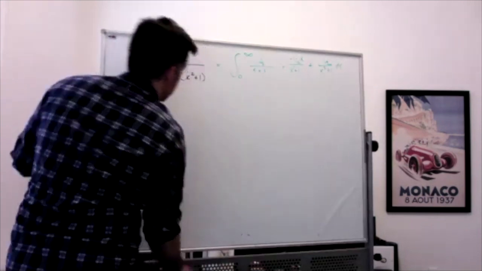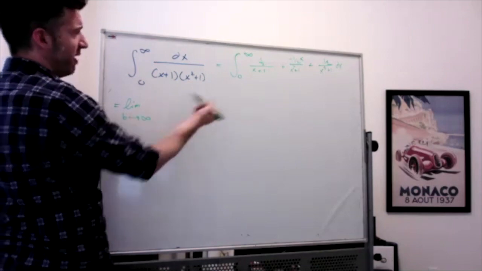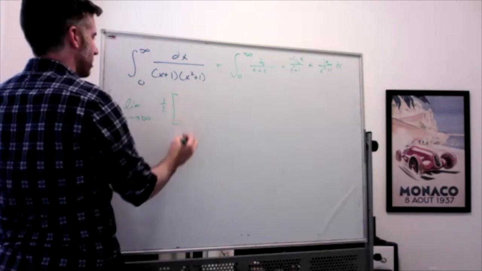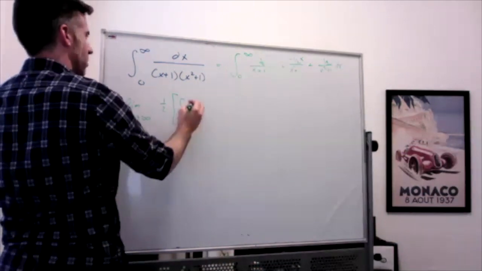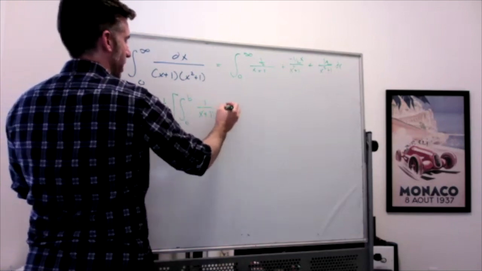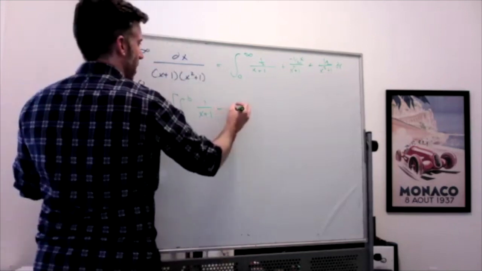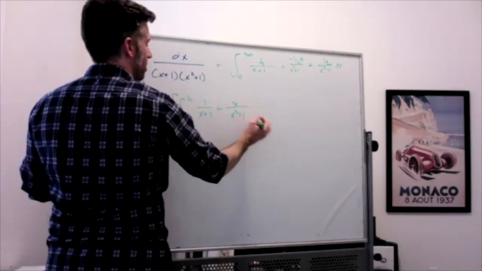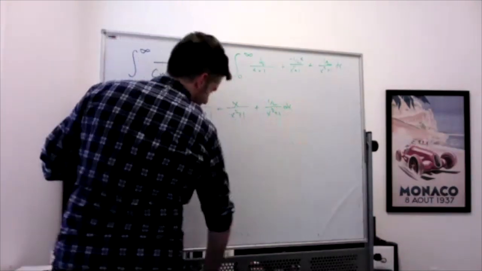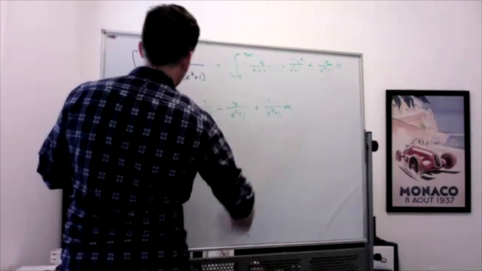So here's what we've got. We've got the limit as b goes to infinity of, I'm going to factor out the 1/2 because there's a 1/2 on all of them. So the 1/2 times the integral from 0 to b of 1 over x plus 1 minus x over x squared plus 1 plus 1 over x squared plus 1. Sorry, I factored out the 1/2, which is the 1. I guess you don't really need this bracket here.